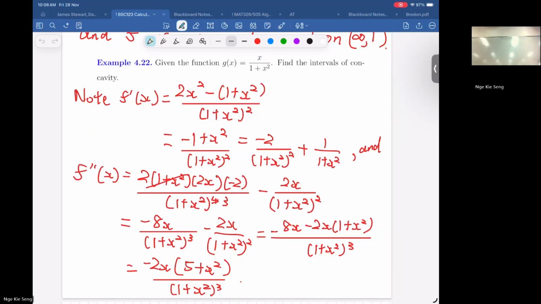4.22. Should we turn off the light? Arthur, do you want to sit here? Maybe you can sit here. You can speak closer. Okay.